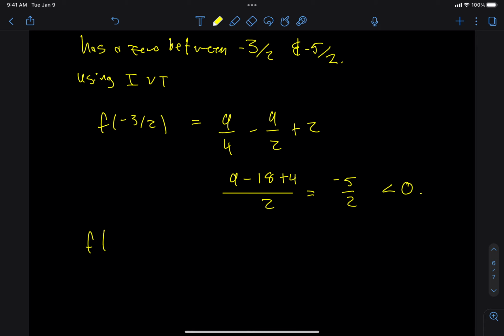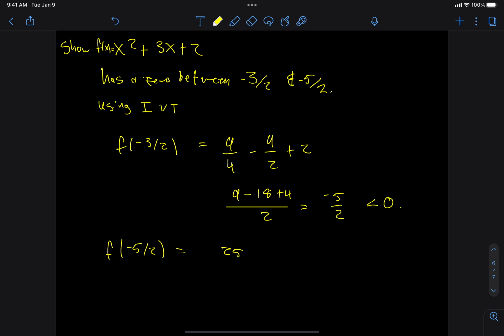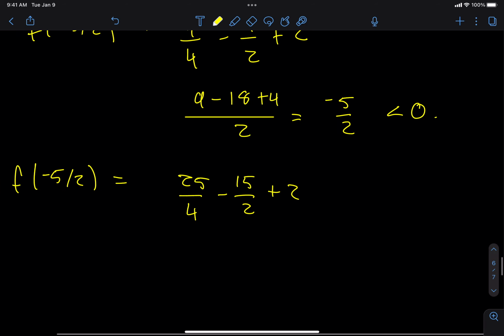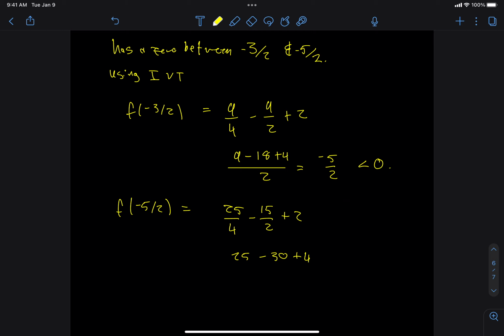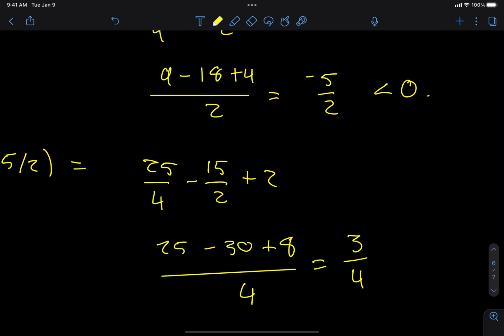Then what do we get when we do negative 5 halves? When we do negative 5 halves, we get 25 over 4 minus 15 over 2, and then plus 2. So this is 25 minus 30. Have I done this right? 25 minus 30, and then plus 4, right? Sorry? Oh, thank you. Yes, plus 8. All over 4. So this is 3/4, which is positive.